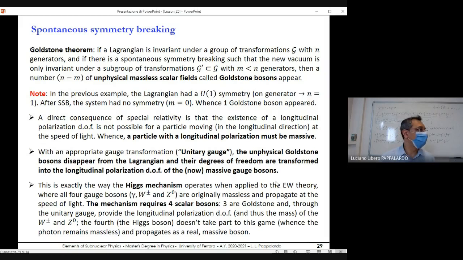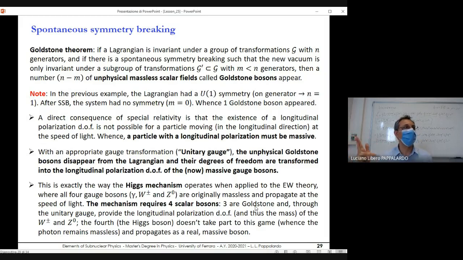They are massless, and so they propagate at the speed of light. Now, the Higgs mechanism indeed requires four scalar bosons. Three of them are Goldstone, so unphysical, and through the unitary gauge can be transformed to provide the longitudinal polarization degrees of freedom of the three massive bosons, the W plus, W minus, and Z. The fourth scalar boson, the Higgs boson, in fact, does not take part in this game. It gets a mass, it is the massive boson, so it is not a Goldstone.